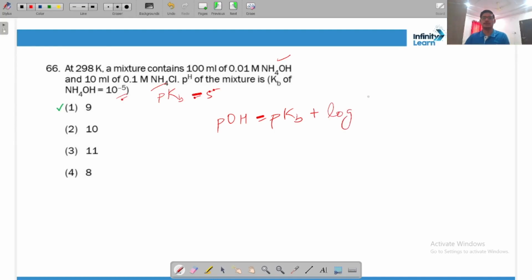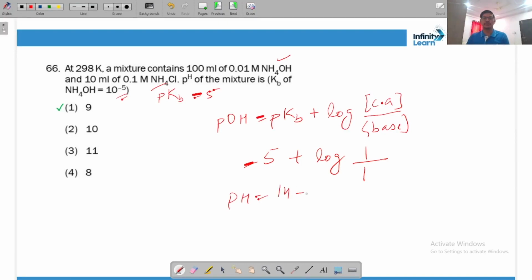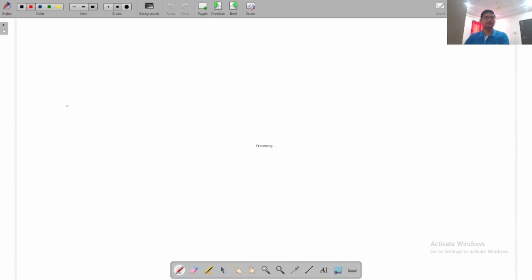pKb plus log of the conjugate acid divided by the concentration of base. All right, pKb, because Kb is 10 to the minus 5, so pKb will be 5. So this is 5 plus logarithm. For ammonium hydroxide, it is 100 into 0.01, so this is 1 millimole. And for NH4Cl, that is the conjugate acid of ammonium hydroxide, it is 10 into 0.1, which is again 1. Log 1 is 0. So pOH is 5. And hence pH is 14 minus pOH, which is 14 minus 5, that is 9. So that is the correct answer.